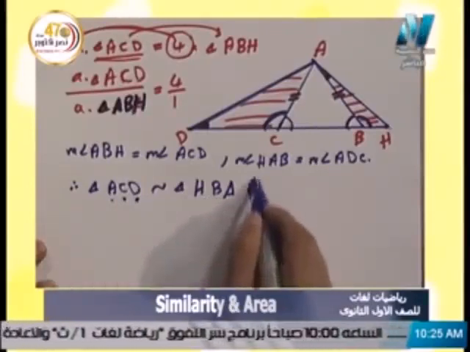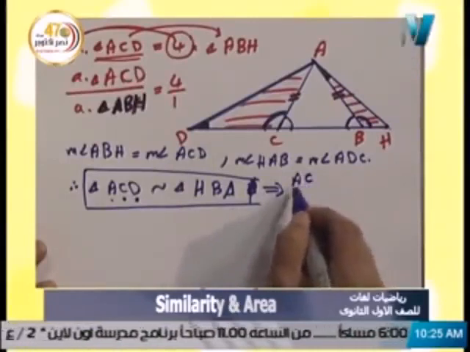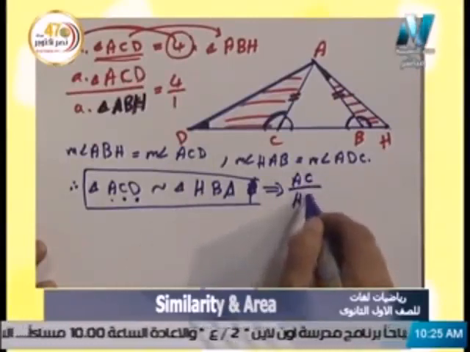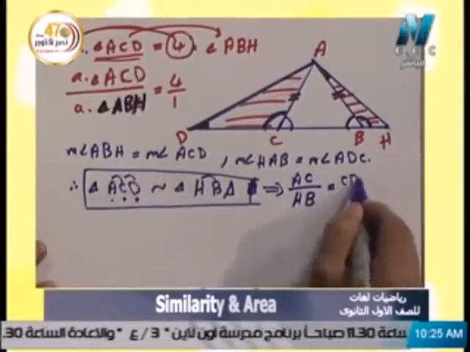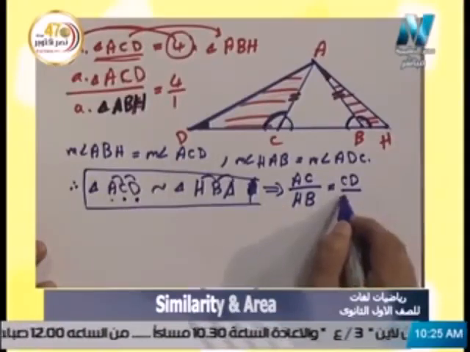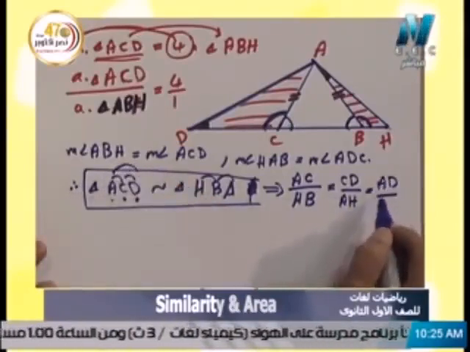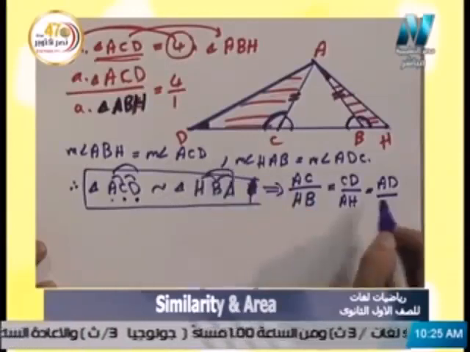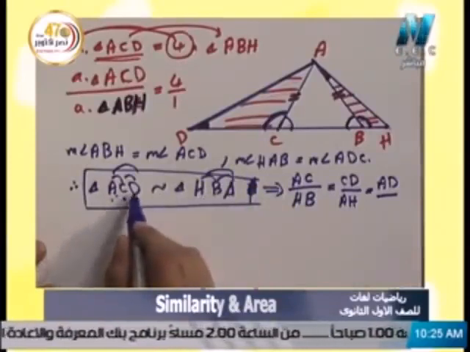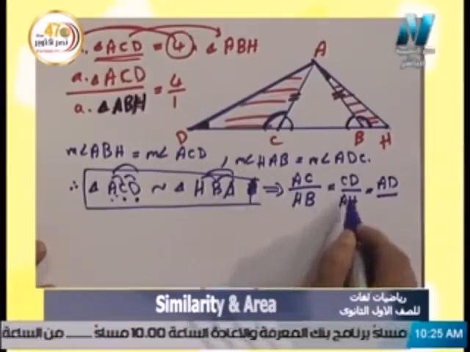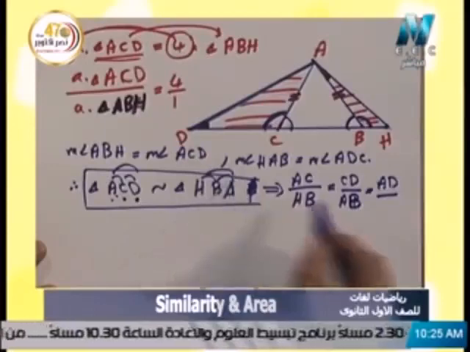And from this similarity we will deduce that AC over HB equals CD over BA, and equals AD over HA.